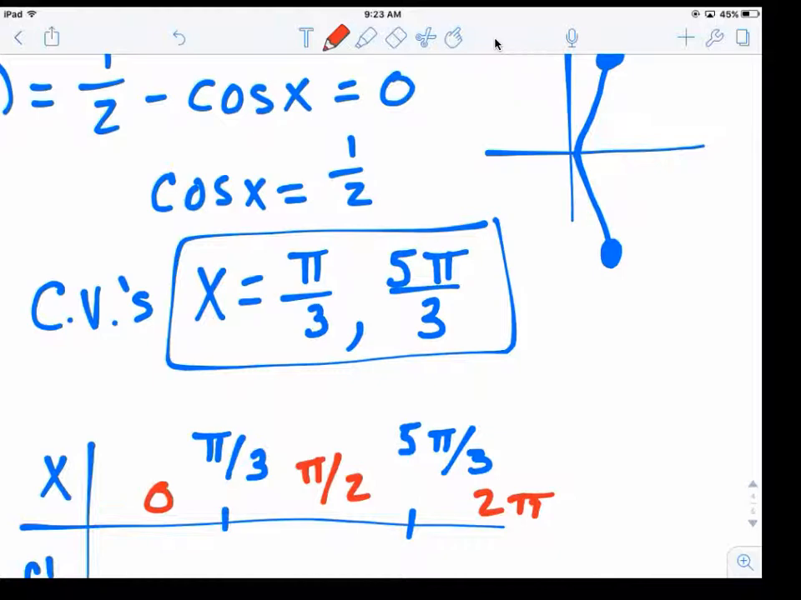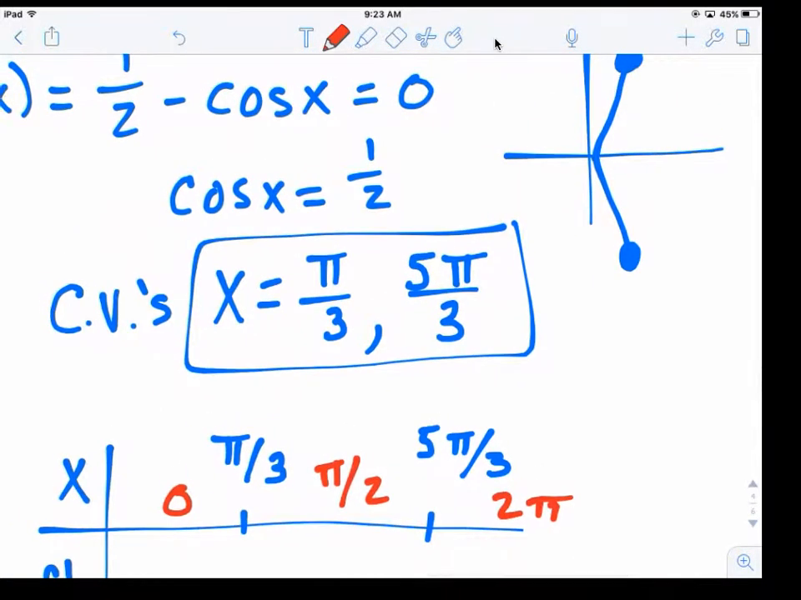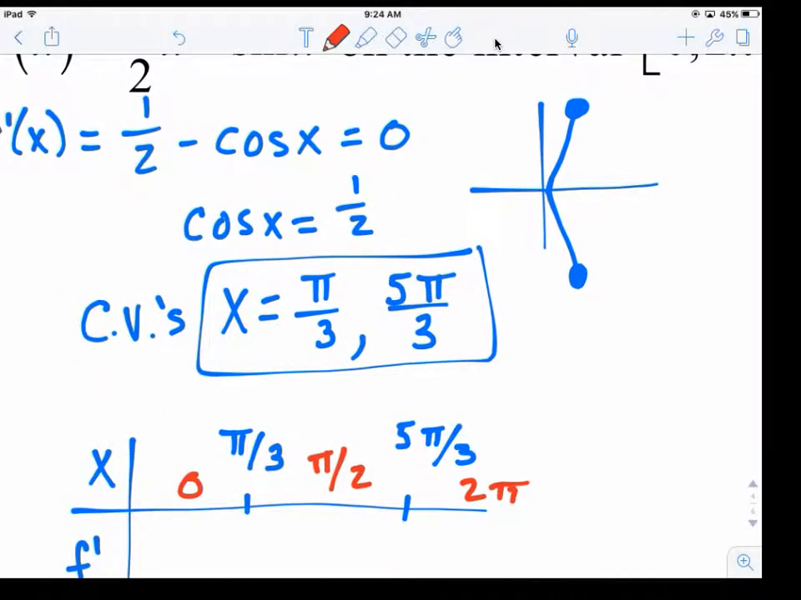It doesn't really matter, actually. They're still going to give you the same sine value. You're going to plug these into your derivative, which would be right here. So if I plug in 0, I have 1/2 minus cosine of 0, which is what? Cosine of 0 would be right here. So what's the x value right here? That's the y value.